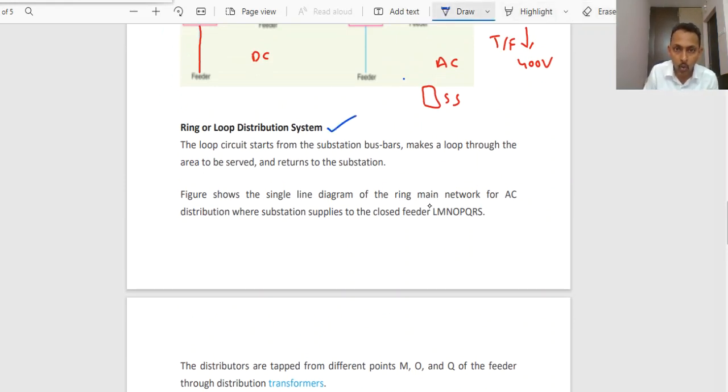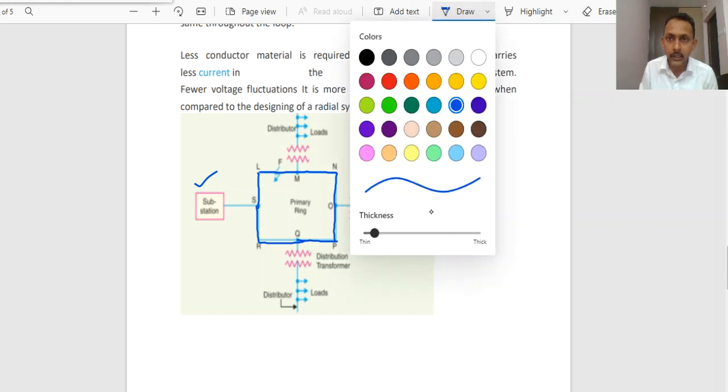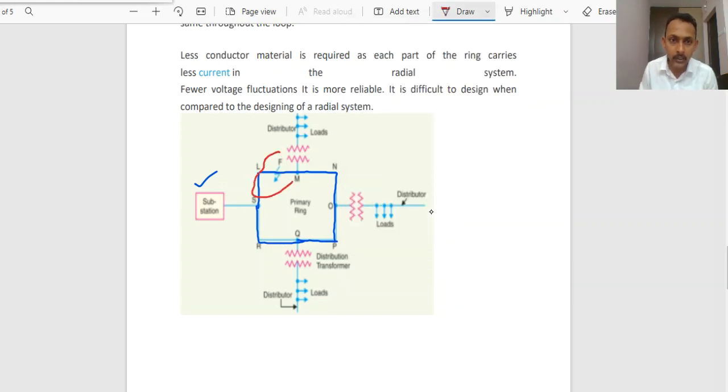Ring or loop distribution system. Here, observe dear students, this is the substation, and this is the entire feeder: S, L, M, N, O, P, Q, R, S. This forms a loop. For example, in this area, if any fault has occurred, instead of power coming from S, L, M to the load, this is the path for power flow.